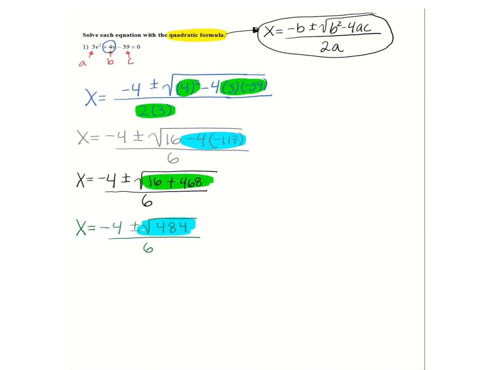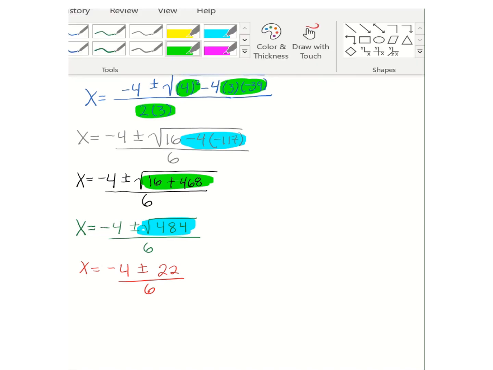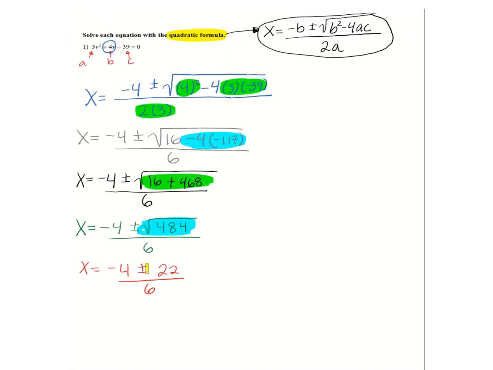And the square root of 484 turns out to be nice because it's a perfect number. So the square root of 484 is 22. So we're going to have negative 4 plus or minus 22 all over 6. And since we have that plus and minus in front of the 22, that means we're going to have 2 different answers. We're going to have one for positive 22 and another one for negative 22.